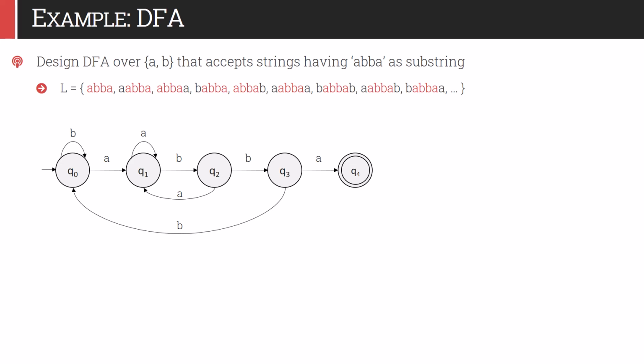And from Q4, we can read any combination of A and B because A, B, B, A, we have already read out when we are in state Q4. So after this ABBA, we can read anything. So we can simply put self loop of A and B on Q4. So this is the desired DFA.